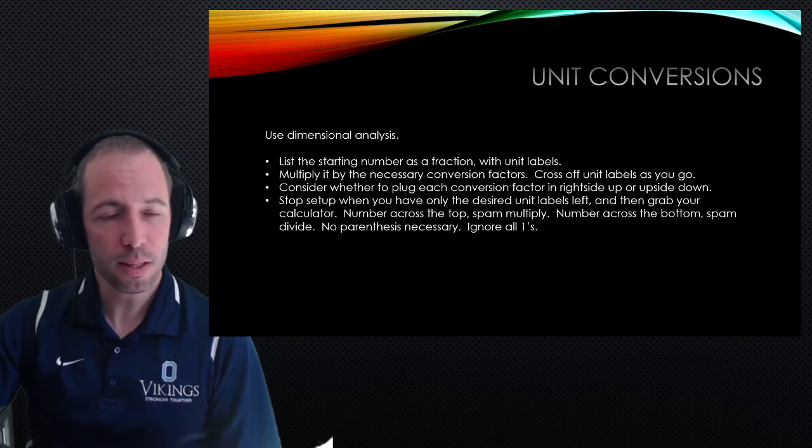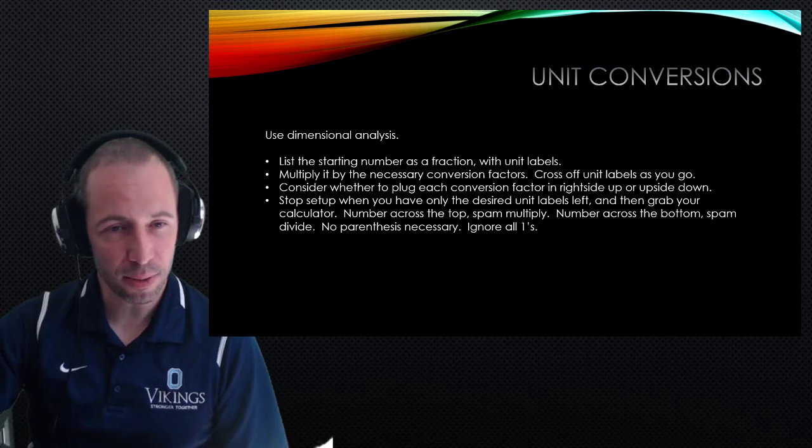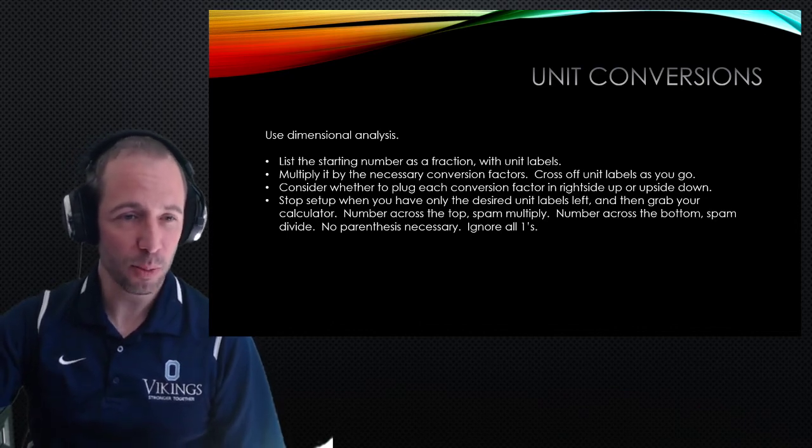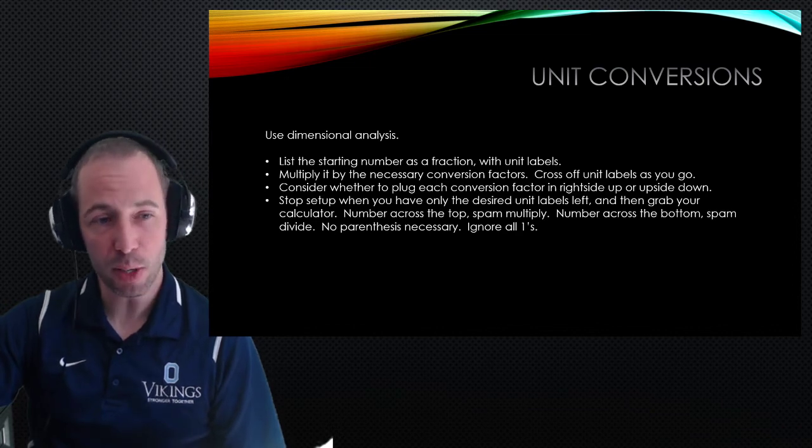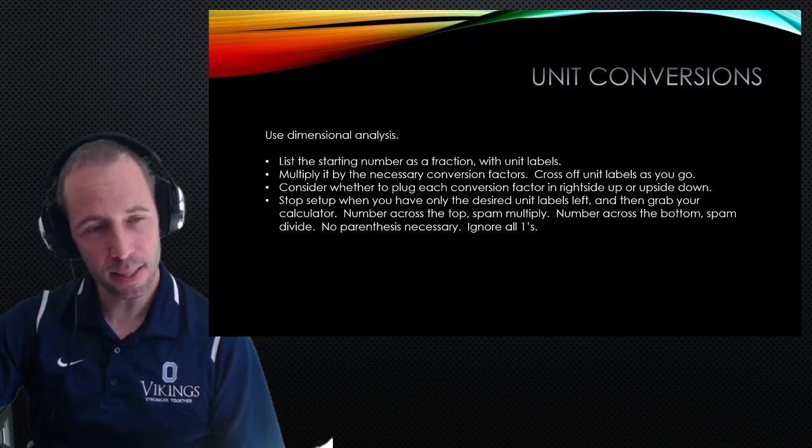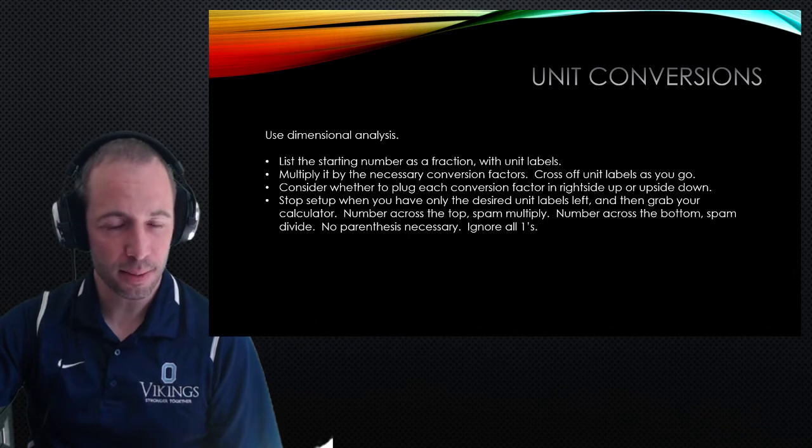And when we've got only the unit label that we wanted left, then we're ready to put our equal sign, put that unit label down, and grab a calculator. We're putting this all in the calculator all at the same time without parentheses. Any number in the numerator gets a multiply sign. Any number in the denominator gets a divide sign. And you can ignore anything that's a 1. Let's jump back in and do another sample problem here.